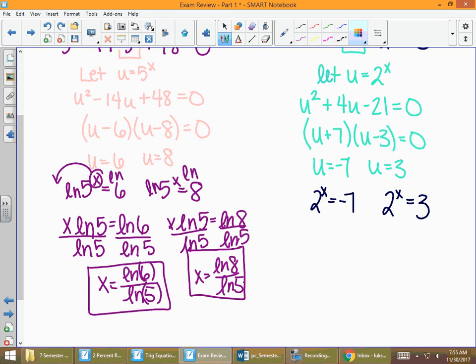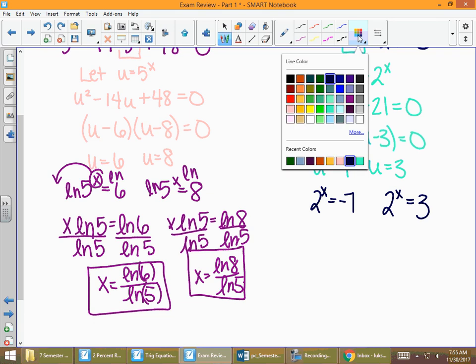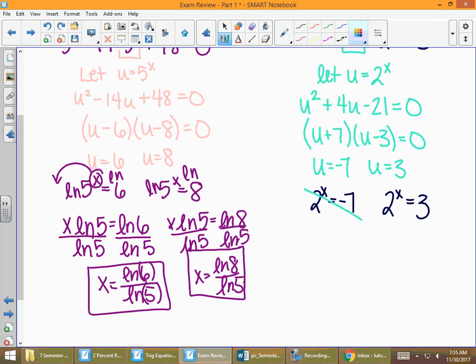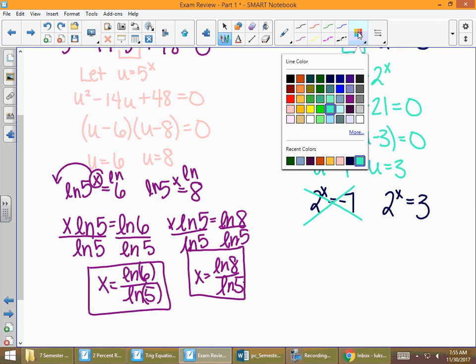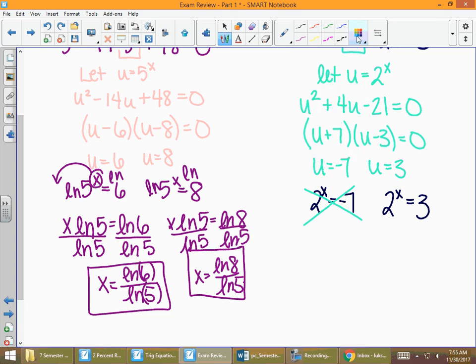Remember, with all our exponentials, there is no exponent that we can use and get a negative number out. That's not a thing that exponents can do. So 2 to the x equals negative 7 does not give us a solution. You could try to take the log of both sides, but you're going to end up taking the log of a negative number. And once you put that in your calculator, you'll realize that was a little bit of a waste of time because you can't take the log of a negative. Your calculator will give you an error.